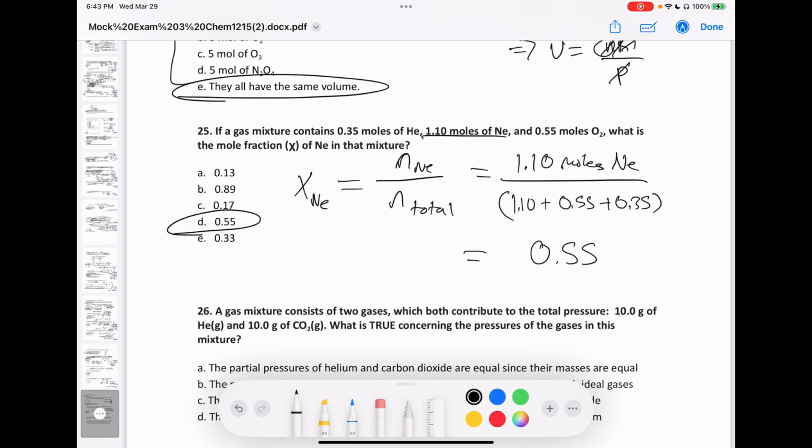And that makes sense though, because the mole fraction is just what percent of a certain substance makes up the entire thing, and if there's a total of 1.1 plus 0.55 plus 0.35, that's around 2 moles. Actually, that is 2 moles. And if there are 1.1 moles of neon, that's just over half, so that should be just over 55% of the total composition of gases.